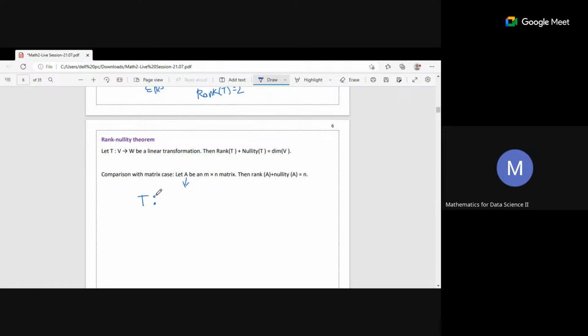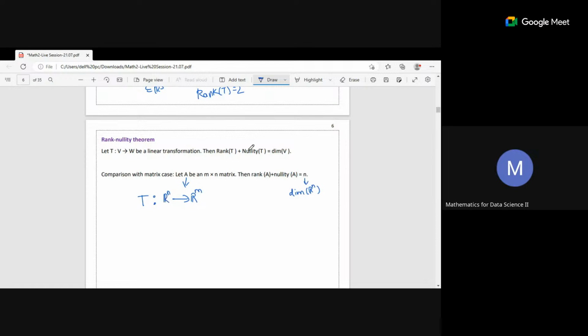What is the domain and range for a linear transformation corresponding to this matrix? What is the domain? No one knows, right? So Rn here is your domain and Rm is your codomain. So here what are you saying? Rank of A plus nullity of A is equal to n, and n is the dimension of your domain actually. Dimension of Rn, right? It is your domain.